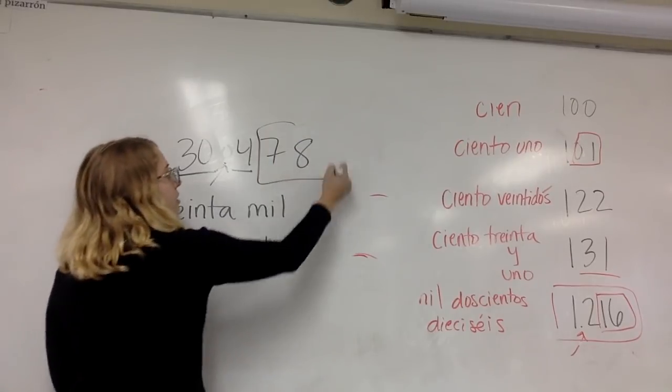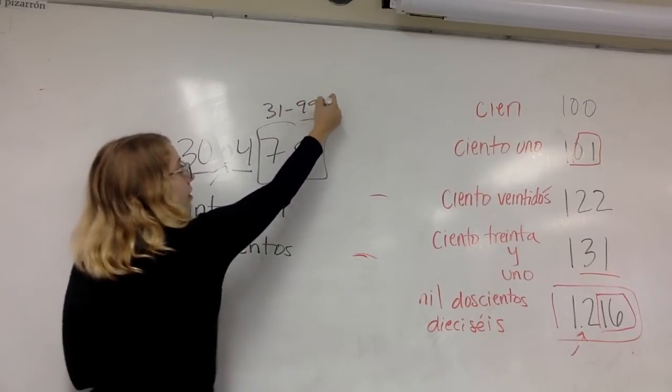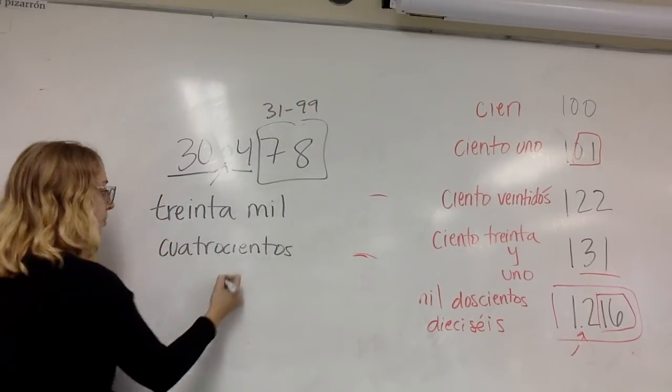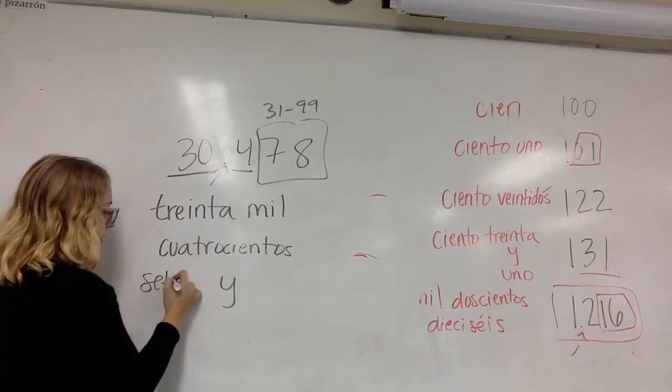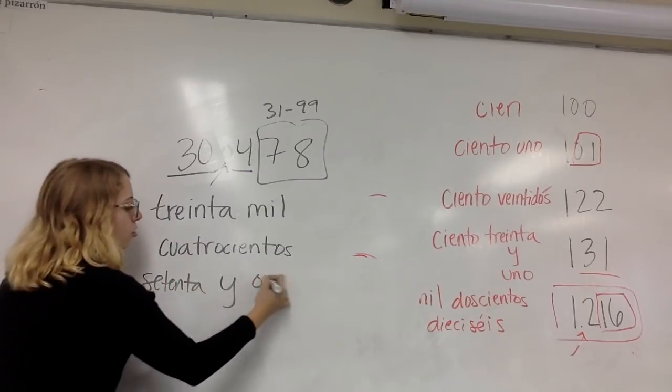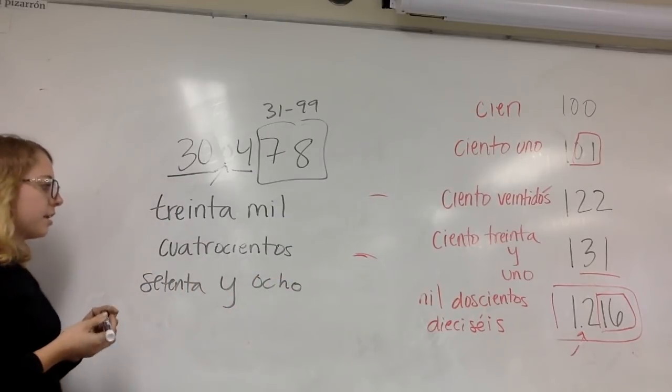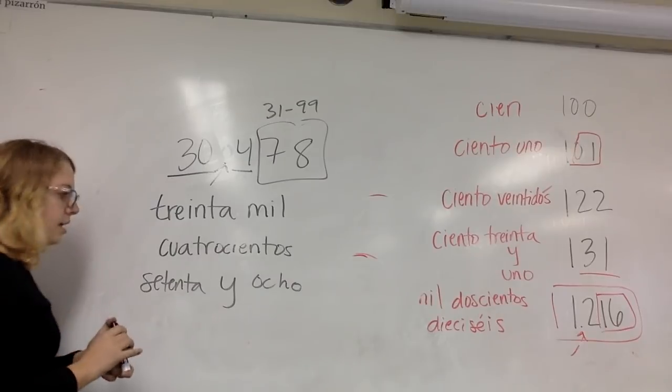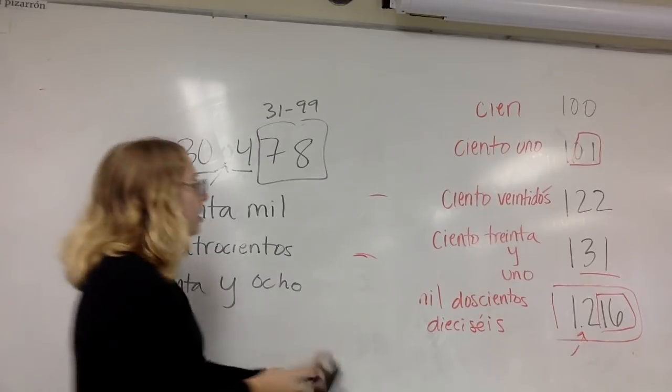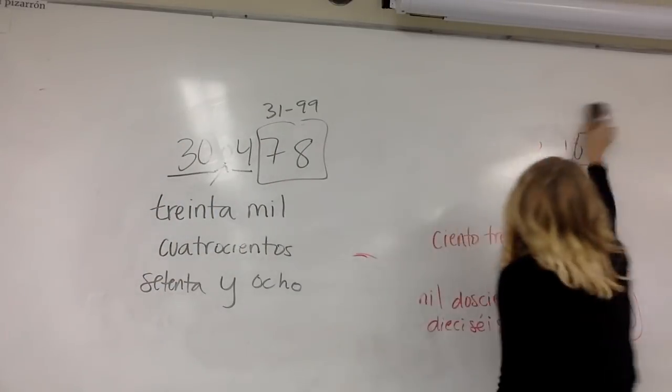Now I'm going to move here. Is this between 31 and 99? You betcha, so I'm going to use E. So I got setenta y ocho. So my number is treinta mil cuatrocientos setenta y ocho, 30.478. Not too bad, right? All right, let's try some other more advanced numbers.